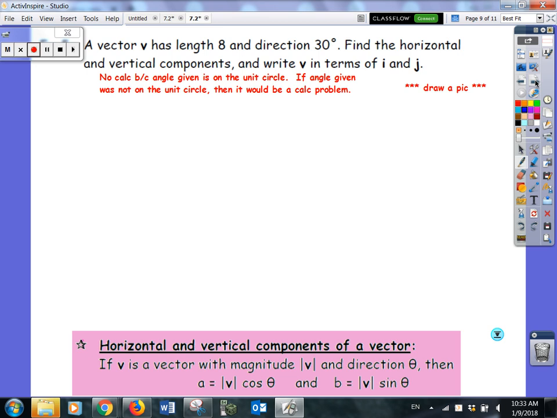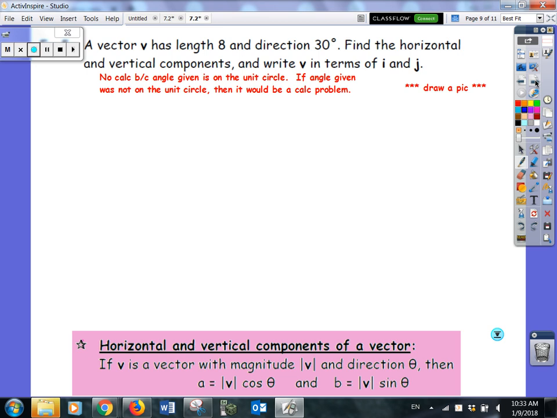Now in quadrant 1, the reference angle and the direction are the same. But in quadrants 2, 3, and 4, that's where it changes. So if you want to use the reference angle but then adjust your signs accordingly, then you can do that. So just remember, if you're in quadrant 1, everything's positive. Quadrant 2, a, or the horizontal, is negative. Quadrant 3, they're both negative. And quadrant 4, the down, the y value is negative, or the b value.